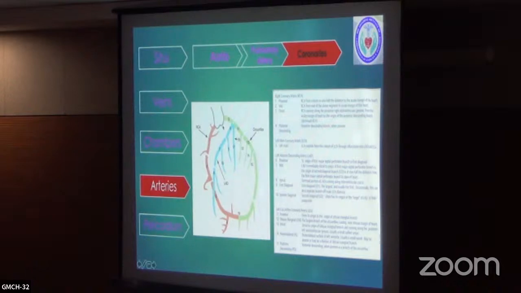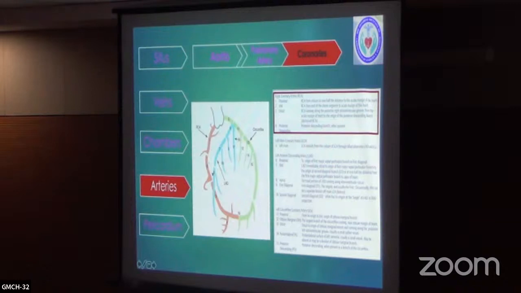I'm sorry. So we'll just look at a little bit of theory right now. The right coronary artery is divided into 3 again. The first part of the right coronary artery is from the ostium till 1/2 of the distance to the acute margin of the heart.